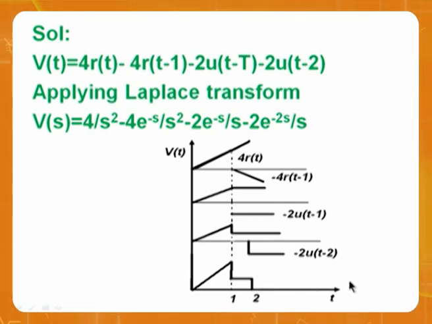So observe my equation. I am writing clearly, slowly. 4 r of t minus 4 r of t minus 1 minus 2 another 2. The only difference is here it is 1, here it is 2. That's the meaning you have. Then you can take Laplace transform.